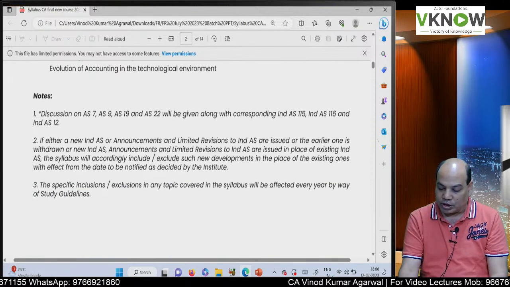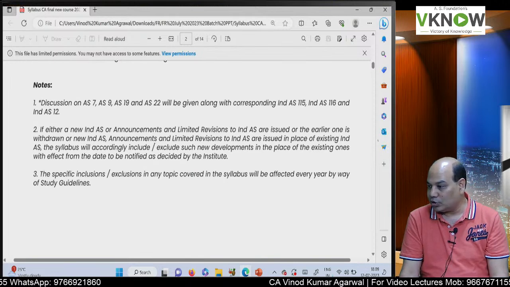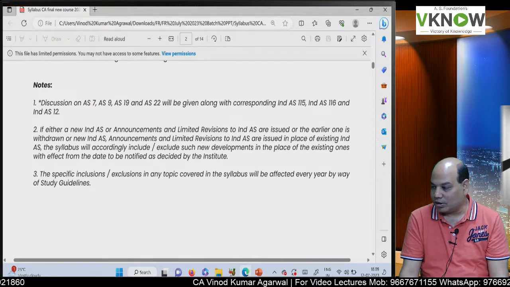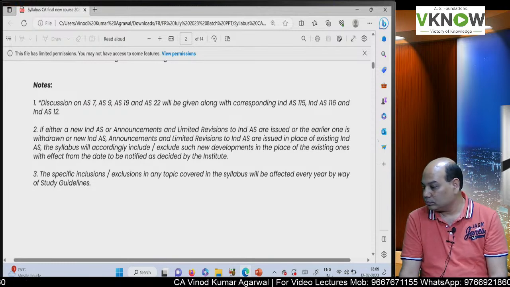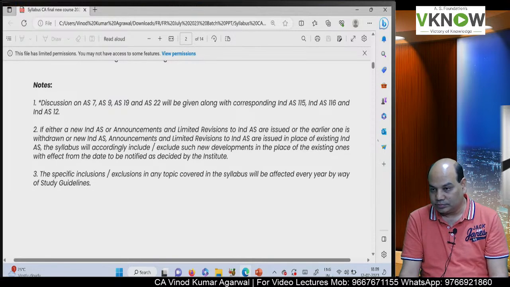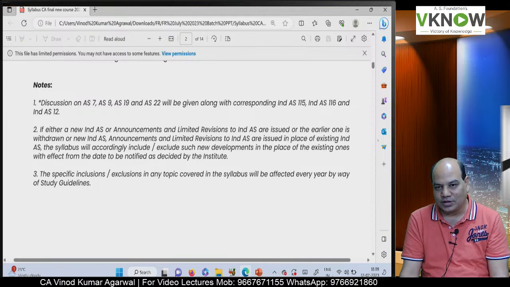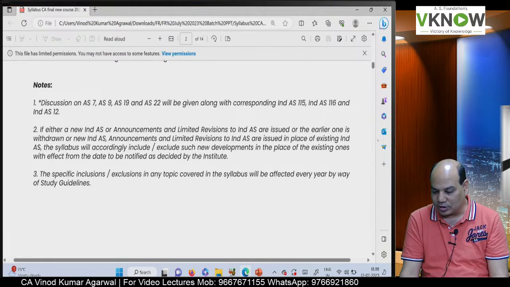Is it right? And one bad news for the new course students: you have to also study AS 7. What was AS 7? Anybody? AS 7 is your construction contract. Then AS 9, revenue. AS 19, leases. AS 22, accounting for taxation, that is deferred tax accounting.